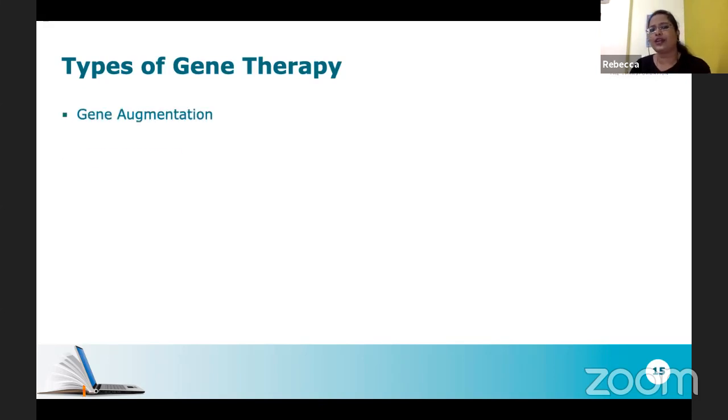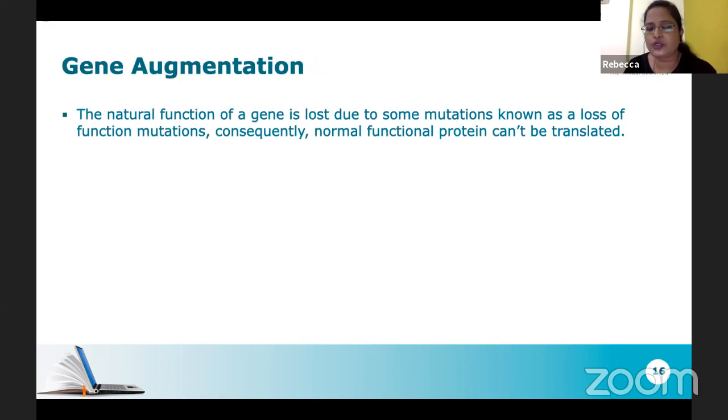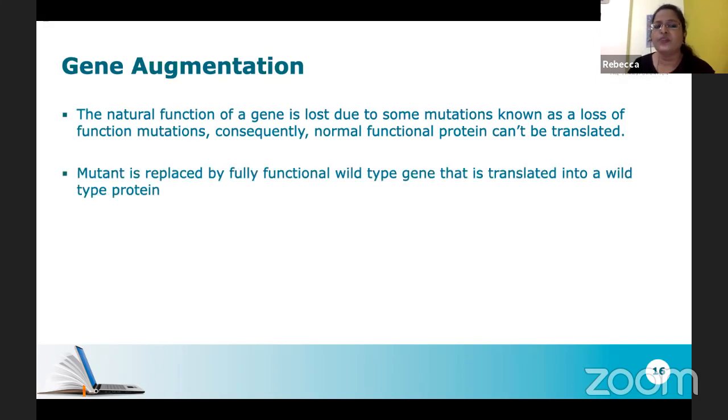So we are going to see the types of gene therapy. The first one is gene augmentation, the second one is gene inhibition, and the third one is suicidal gene therapy. Gene augmentation is a very important process, and it is also very interesting. The natural function of a gene is lost due to mutations. As I told you earlier, what is a mutation? The function of a gene is lost, and hence it cannot function on its own. Due to the mutation, the normal functional protein will not be present, hence there will be a lot of altered reactions and consequences. So this mutant is replaced by a fully functional wild-type gene.